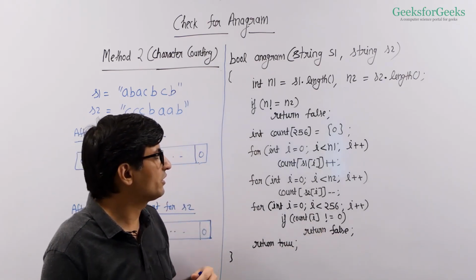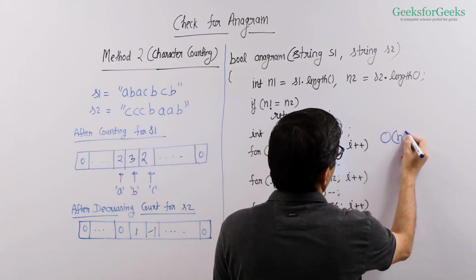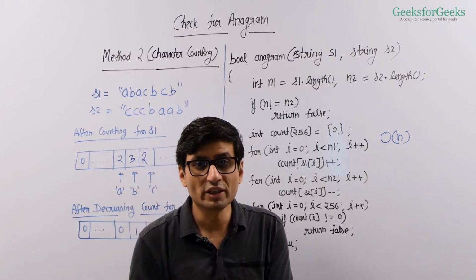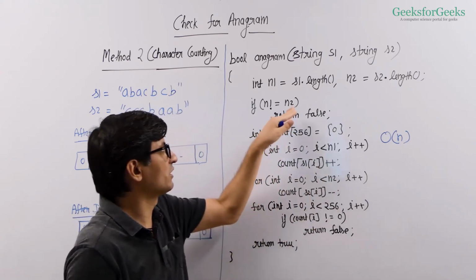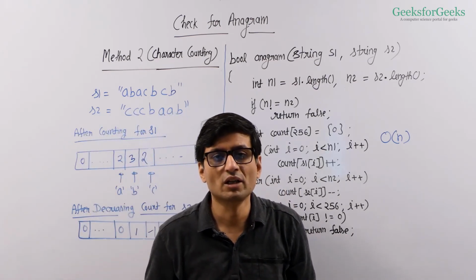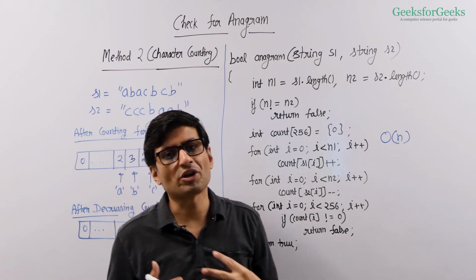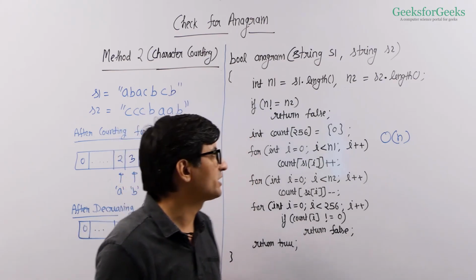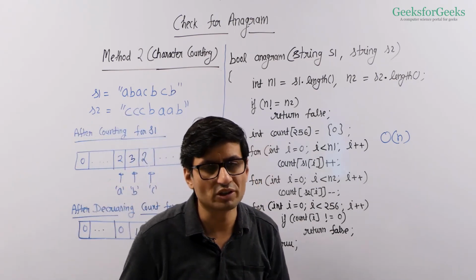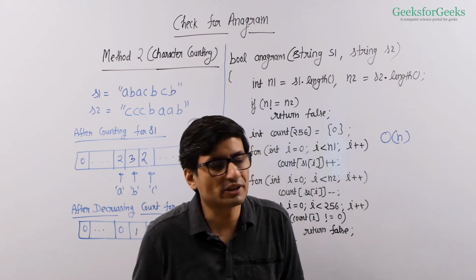So this solution requires big O of n time, right? I'm assuming n1 and n2 both are same and they are equal to n. If they're not same, then it's big O of 1, right? Because we simply check this thing as a first thing in the program. So this is an efficient solution, linear time solution. If you talk about auxiliary space, then you can say it's constant because the alphabet size is constant. It's 256 only. In general, we can say its auxiliary space is big O of alphabet size.